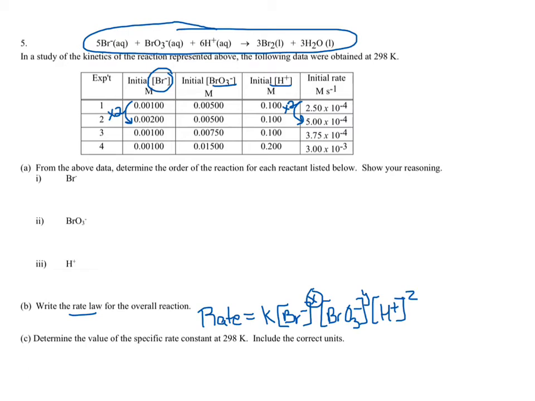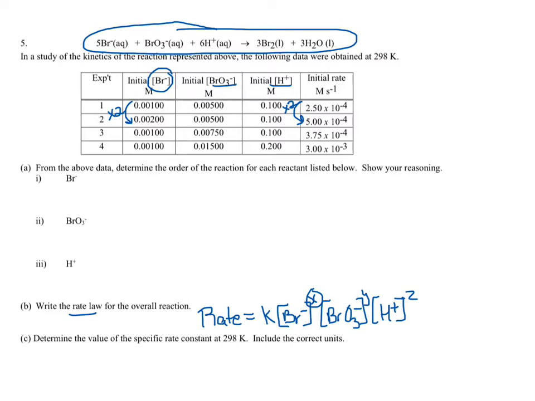If this were a free response question on an AP exam, or if you have a test and this is an open-ended question, you can describe this in actual words. You can say, as in experiments 1 and 2, as Br minus doubles, so does the rate, and so this reaction must be first order with respect to Br minus.